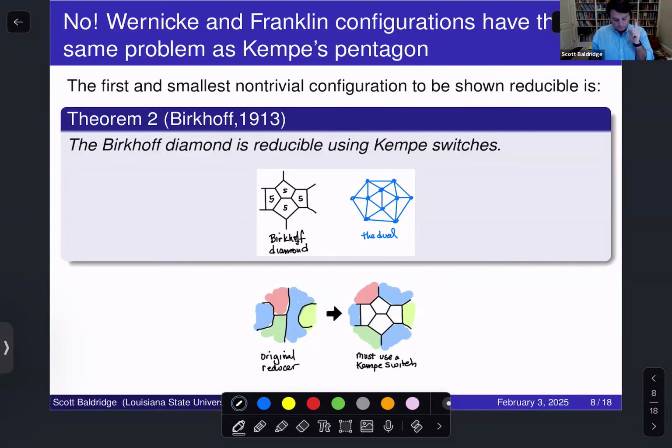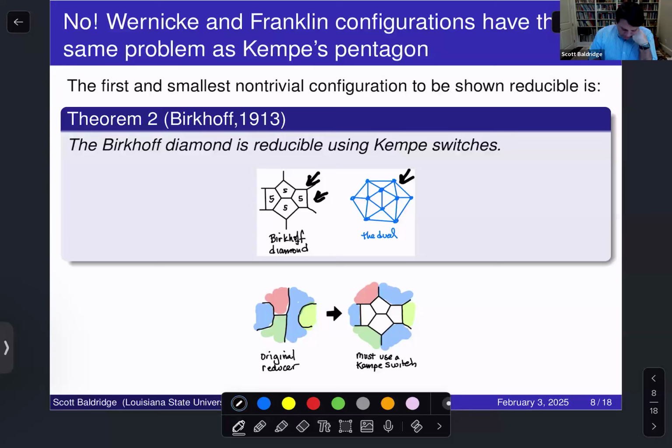However, Birkhoff in 1913 showed that you can reduce the Birkhoff diamond. And the Birkhoff diamond is just 4 adjacent pentagons, which if you take the dual, it looks like a diamond. So I'd show you the diamond just so you know where the term diamond came from. We'll be using this picture, the 4 pentagons.